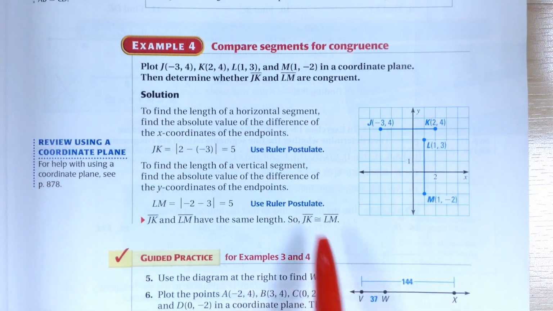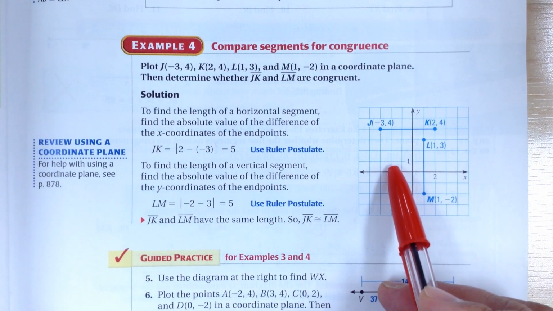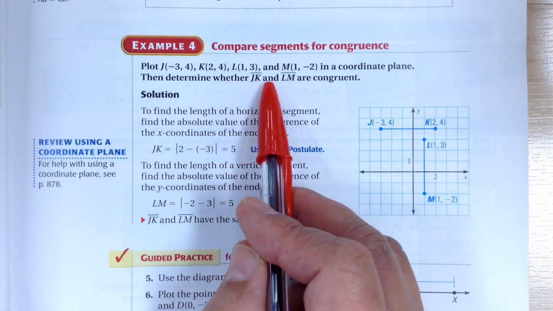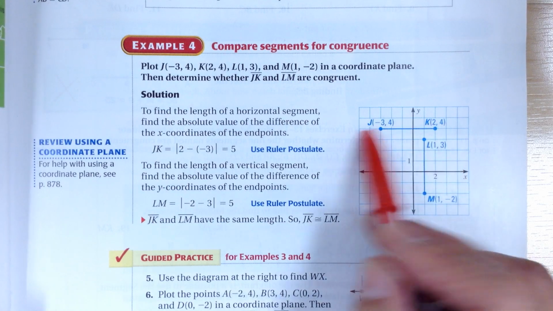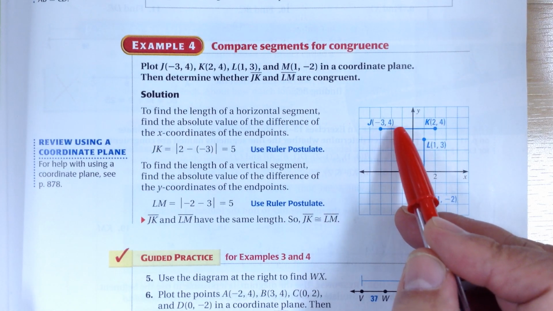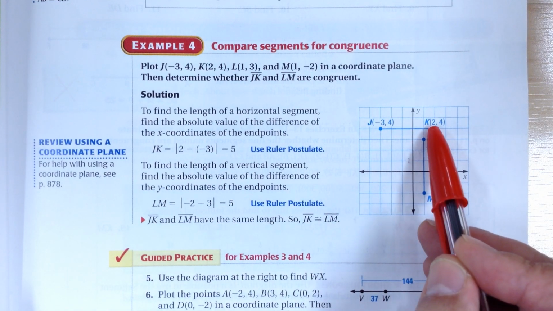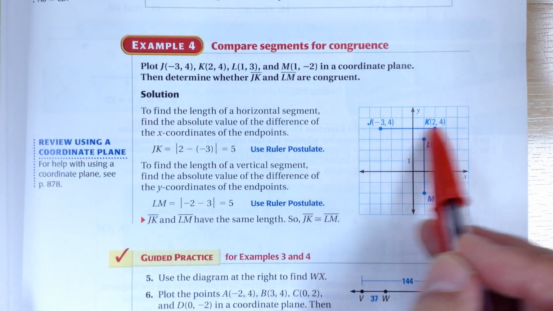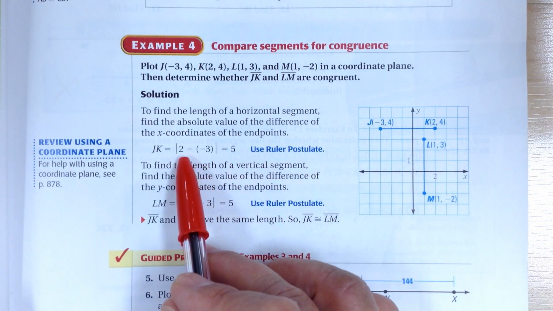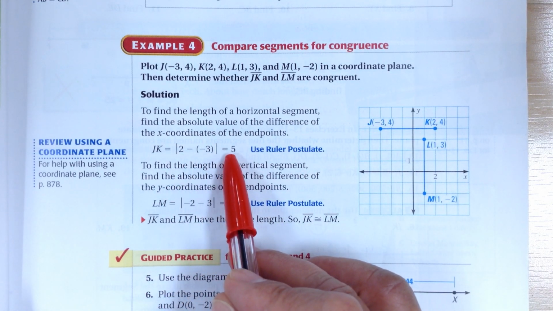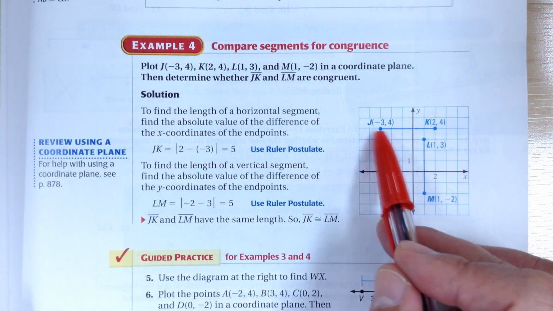Let's go to example 4. Plot all these points on here. These are already shown. Then you determine whether JK and LM are congruent. To find JK, if you have graph paper, you can just count the squares. You get 1, 2, 3, 4, 5. So this length is 5. Or you can use the coordinates. When you go horizontally, the x changes, so you use the x coordinate of this, 2 minus negative 3. So 2 minus negative 3 gives you 5. Or you can just count the squares. So JK has a length of 5.